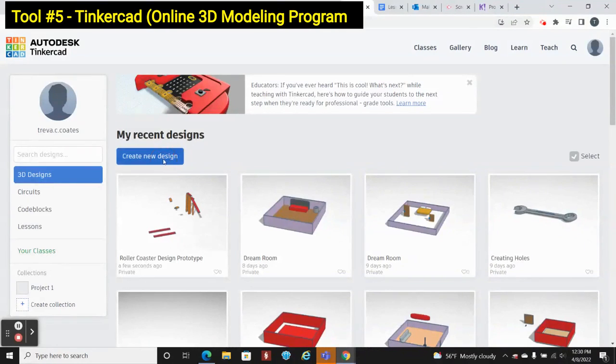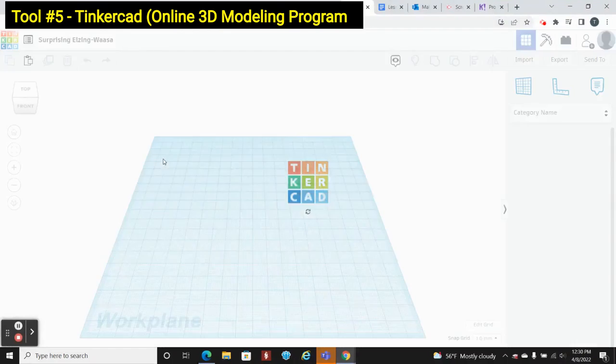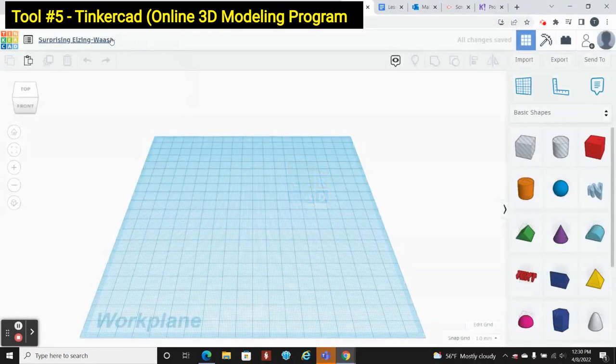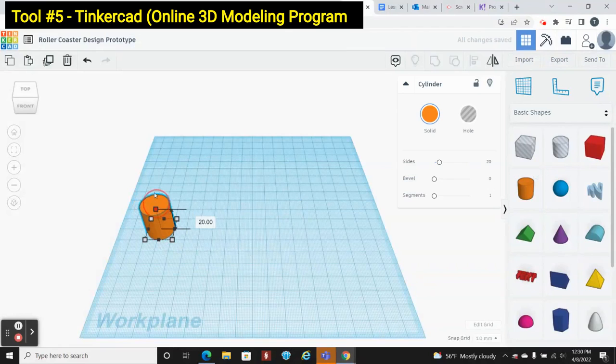I'm going to open a blank design plane. It looks much like this. So what the students would do is rename their prototype design. They would use the shapes posted over to the right to design their 3D model of their roller coaster on the given work plane. Using this 3D technology is not new for my students. They have done it before.